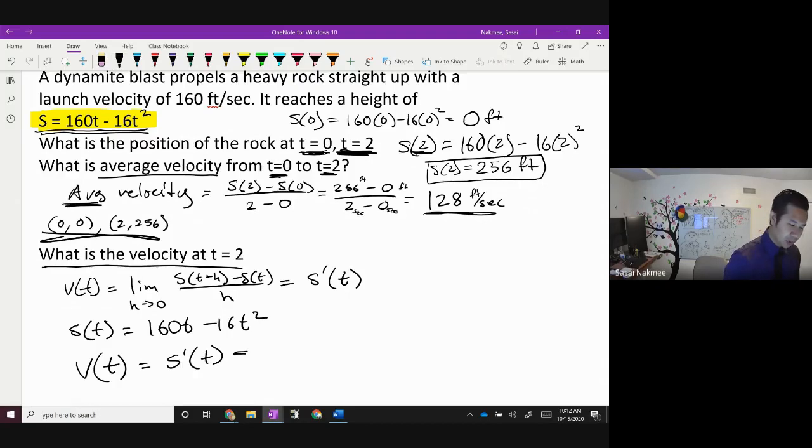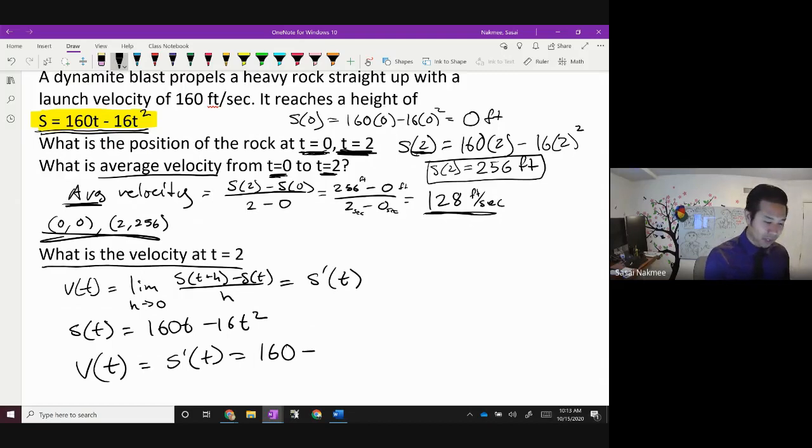And thanks to the rules that I've learned in this chapter, I don't need to use this thing anymore. I can see that that's the connection now. Instead, I'm just going to go ahead and use my power rule, my coefficient rule, and my addition or subtraction rule of derivatives. So what's the derivative of 160t? The derivative of 160t is just 160.